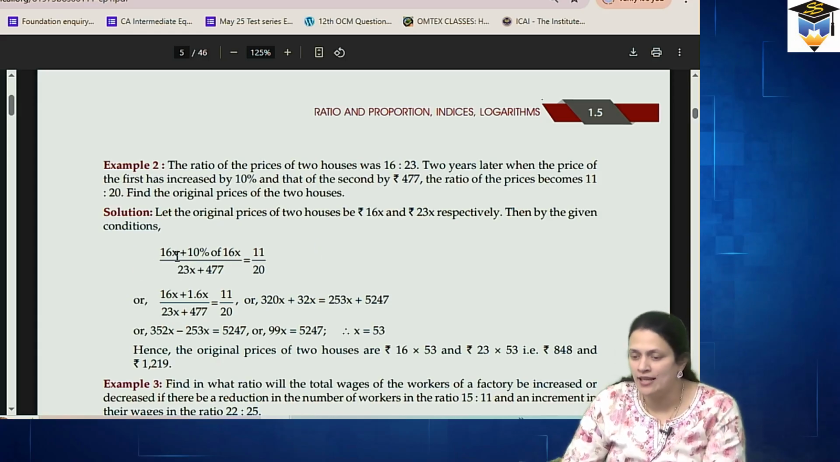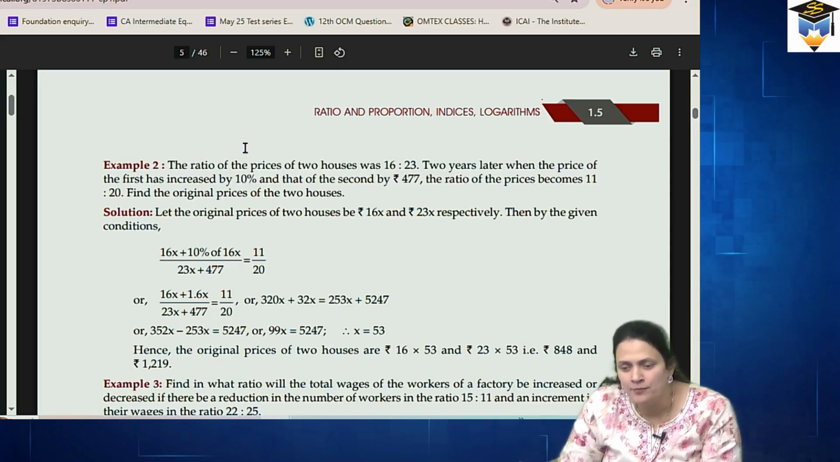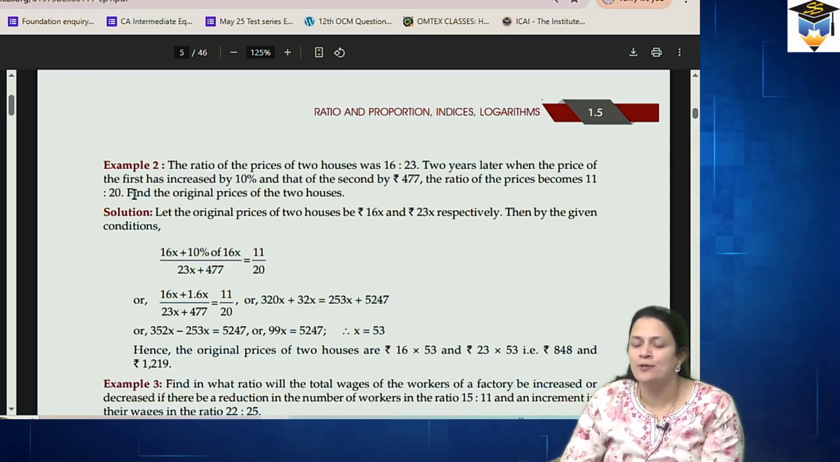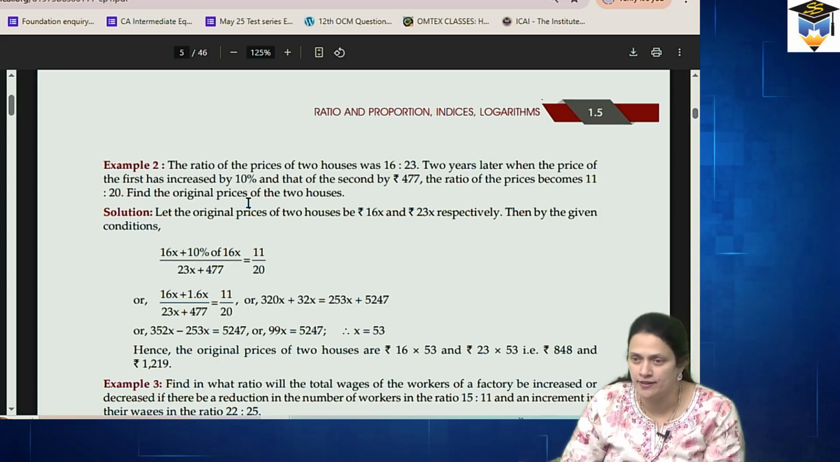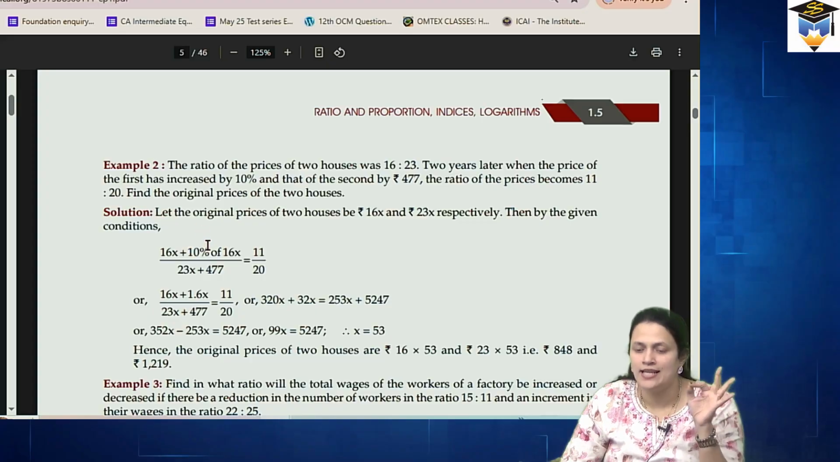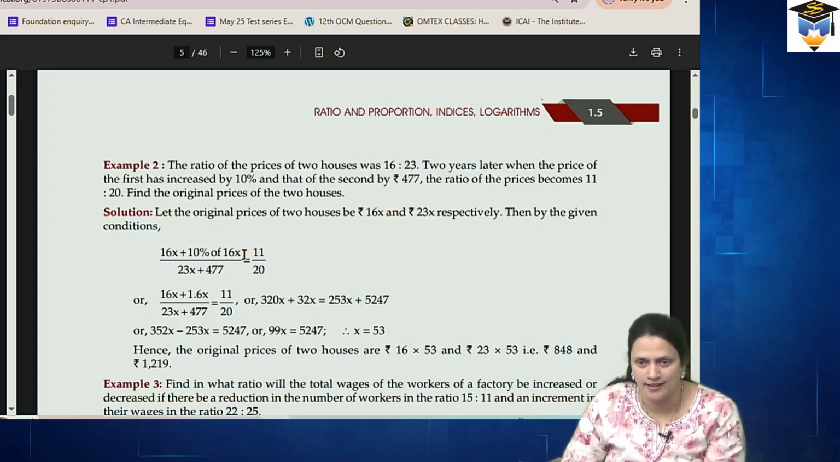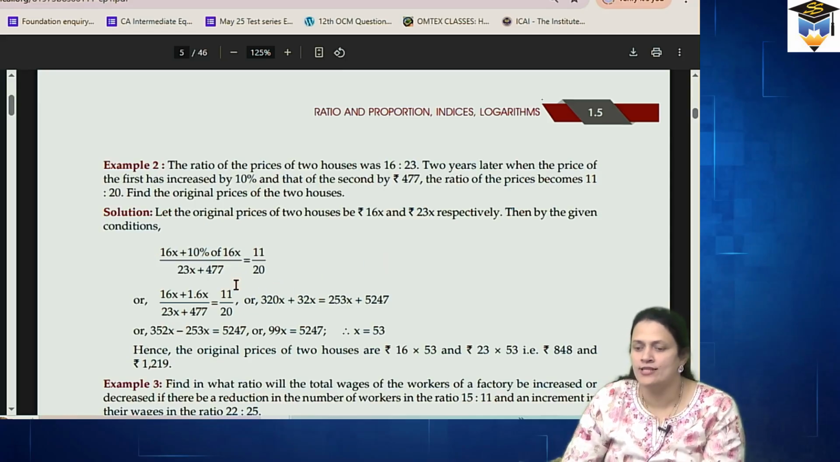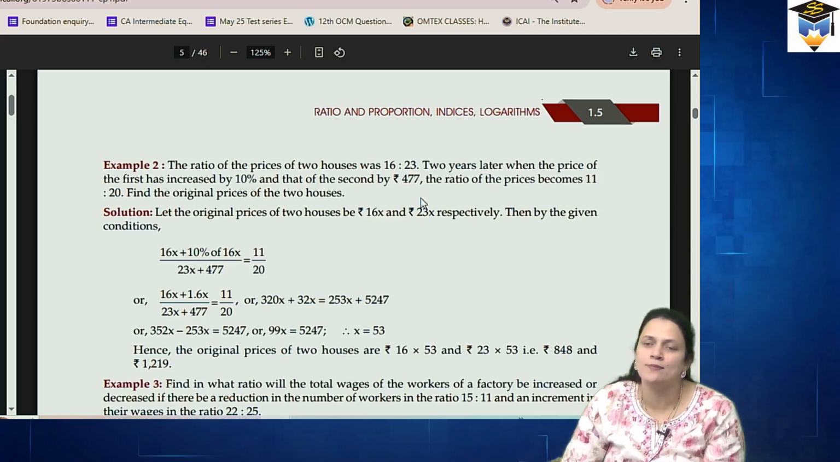So 16x plus 10% of 16. Why? Because the first is increased by 10%. So what is the meaning of 10%? 10/100. Okay. So 16x plus 10/100 of 16x upon 23x plus 477, because the second is increased by 477. Increased means you have to add. Okay. So that is given in the ratio 11/20.